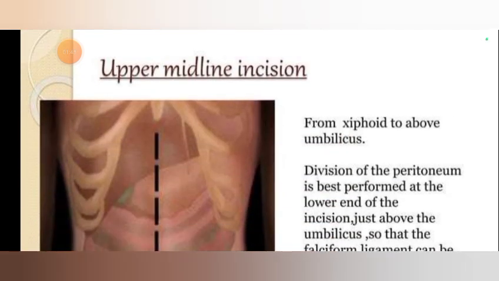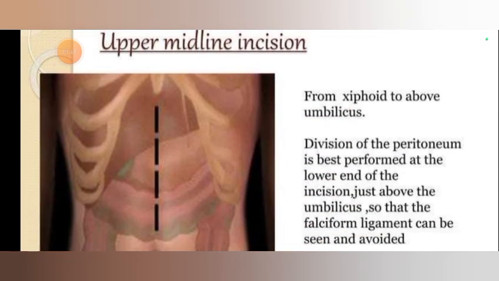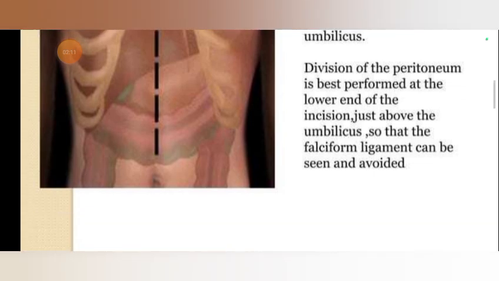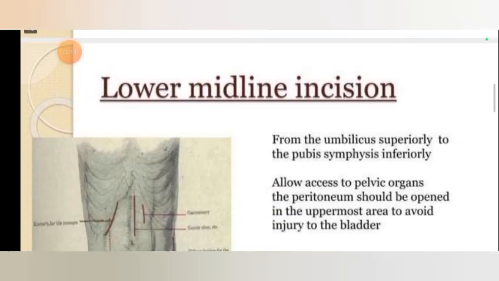The next one is the upper midline incision, and the picture shows an upper midline incision. The incision starts from the xiphoid to above the umbilicus. Division of the peritoneum is best performed at the lower end of the incision, just above the umbilicus, so that the falciform ligament can be seen and avoided.